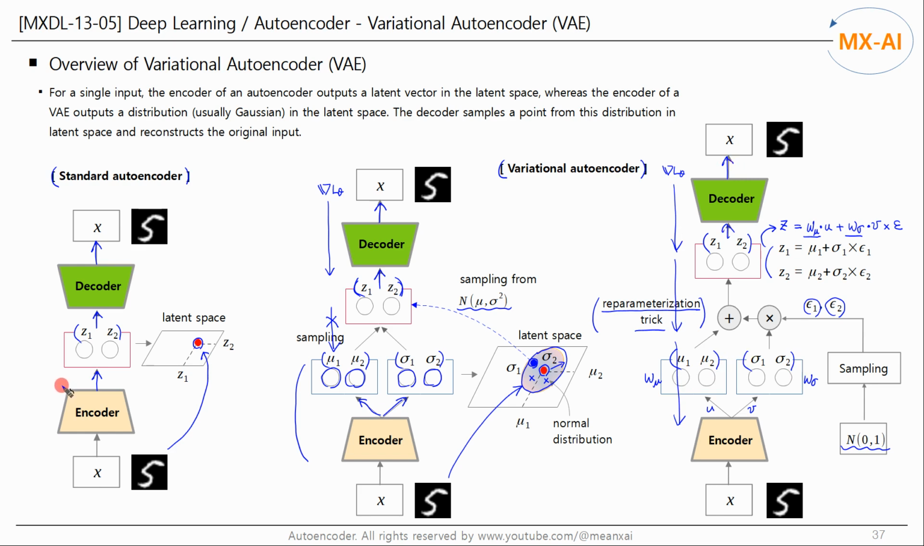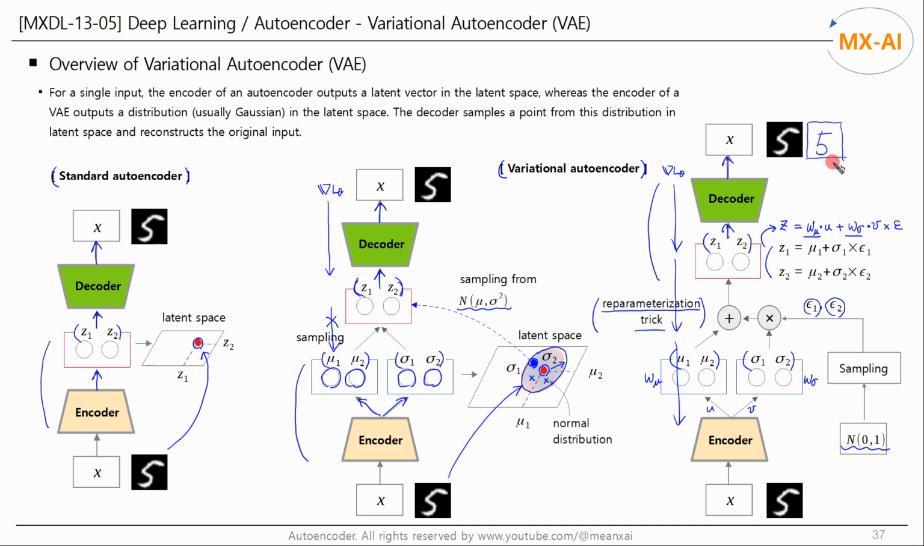For autoencoders for dimensionality reduction, after training is complete, only the encoder is used to obtain a reduced latent vector of the input data. For variational autoencoders, after training is complete, the decoder is used to generate data similar to the input data.